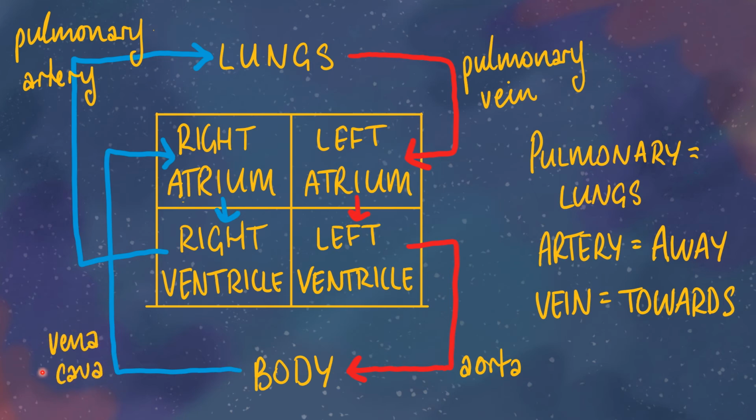And the name of the vein that takes blood towards the heart from the body is called the vena cava. So I know these are two more complicated words again, but you can remember which one's which because aorta starts with an A, so it is an artery, it's the one that takes blood away from the heart. Vena cava starts with a V, vena sounds like vein, so that means it's taking blood towards the heart. Okay, so that is our general blood flow structure.